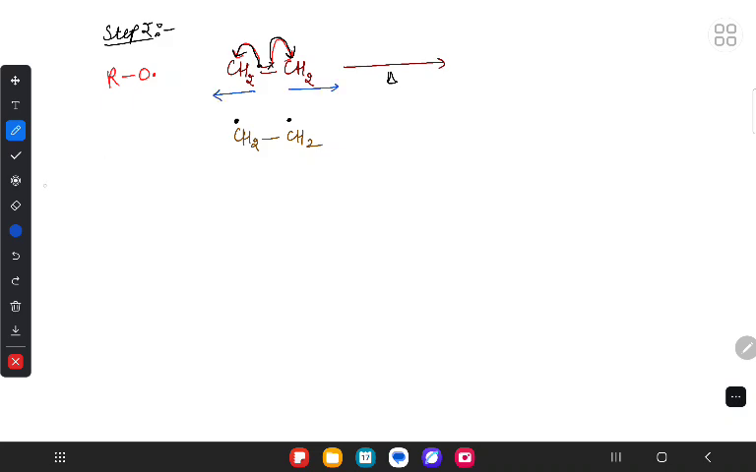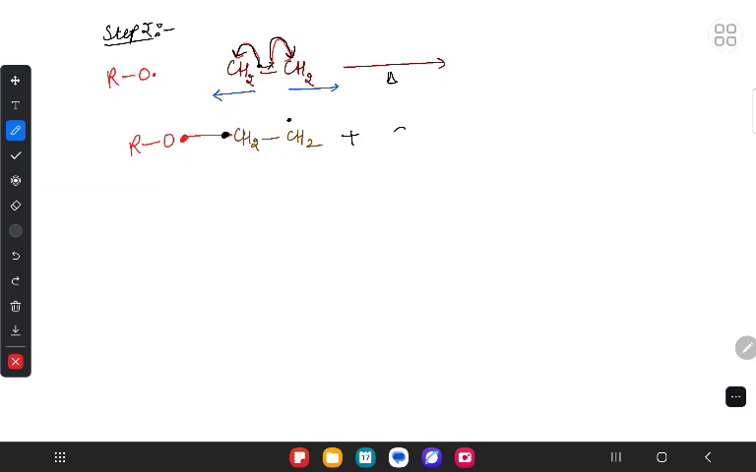So now the RO radical brings its own electron, the red electron, and it forms a bond here because the carbon has one of its electron here. And carbon has one of its electron here. Are we understanding? So this is the first stage.